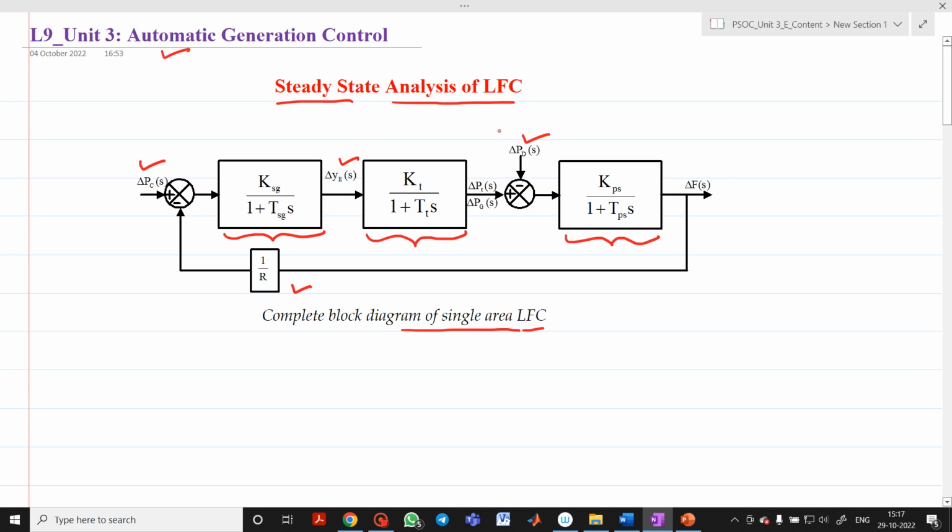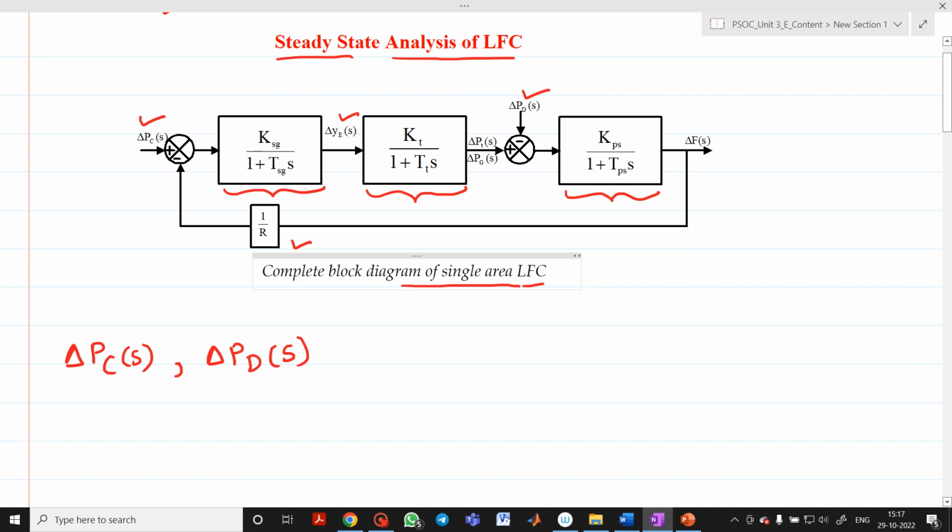Now from the overall block diagram of a single area load frequency control, it shows that there are two important incremental inputs to the load frequency control. What are the two inputs? The first one is delta PC of S and the second one is delta PD of S. Now it is not possible to prepare a transfer function with two inputs. We should have a one input and one output system.